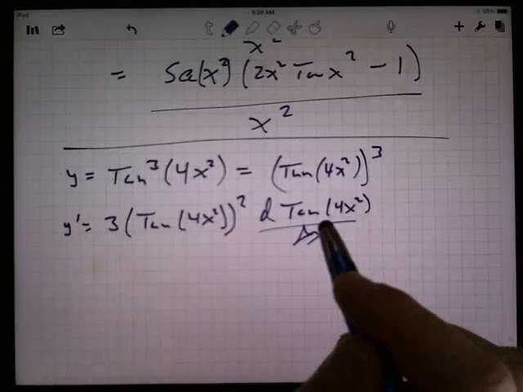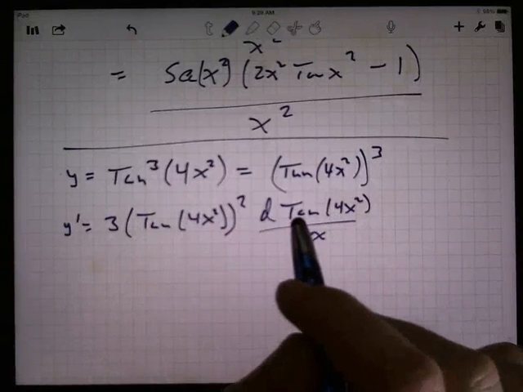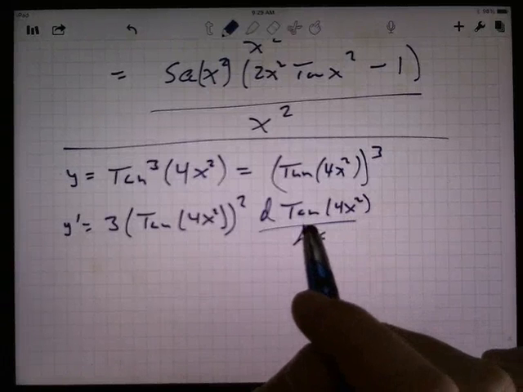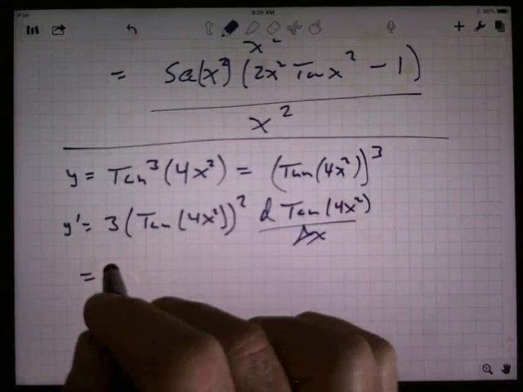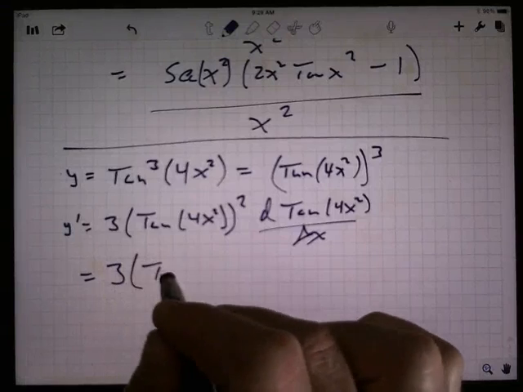Well, this part's done. Now I'm just focusing on this derivative. Well, this is the tangent of something. It's not just the tangent of x, it's the tangent of u. So there's going to be a chain rule here, too. This is 3 times the tangent.